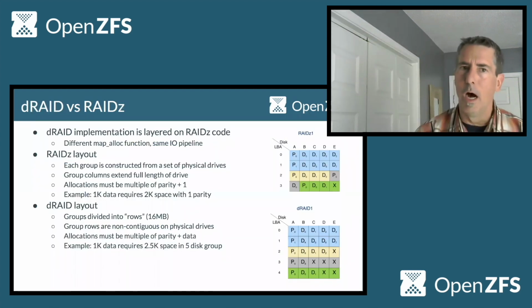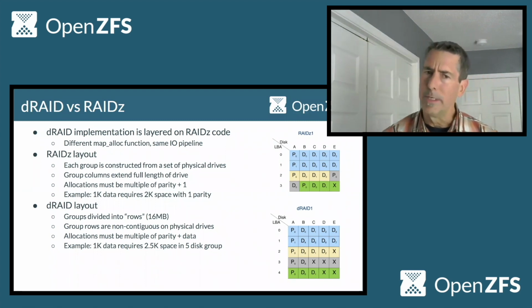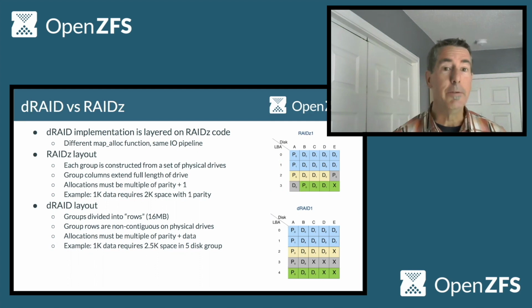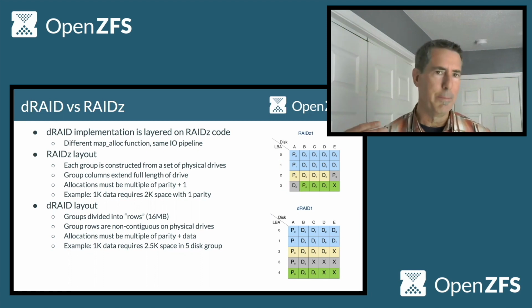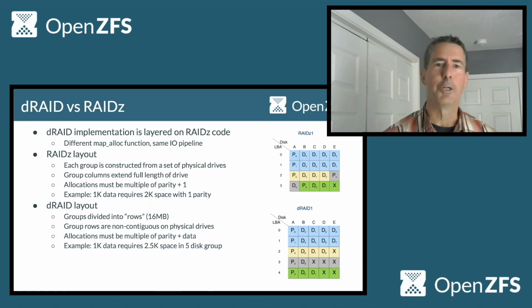Okay, so let's talk in a little more detail about RAID-Z versus dRAID. First of all, the dRAID implementation is actually layered on the RAID-Z code. It uses a different map allocation function, but its pipeline and functions are almost identical to the RAID-Z code, and it actually calls into the RAID-Z layers to do its I/O.